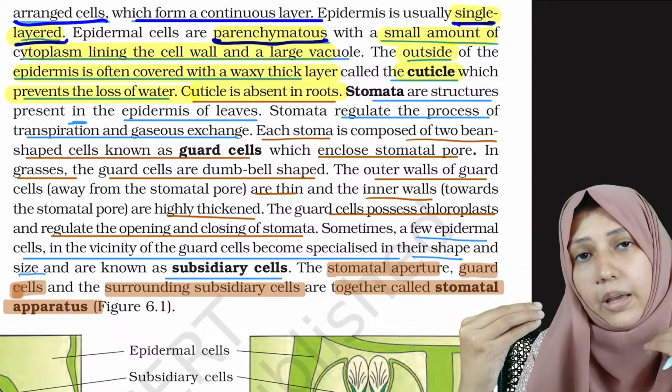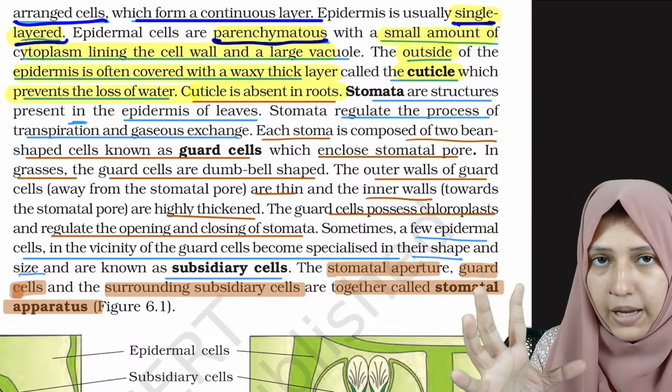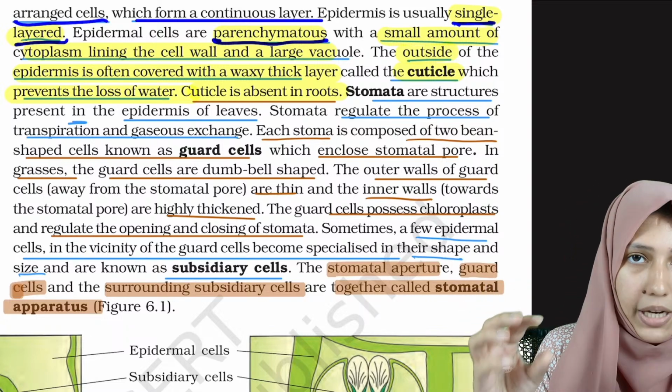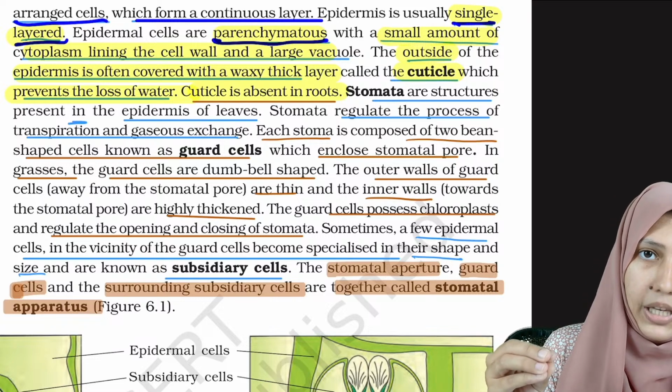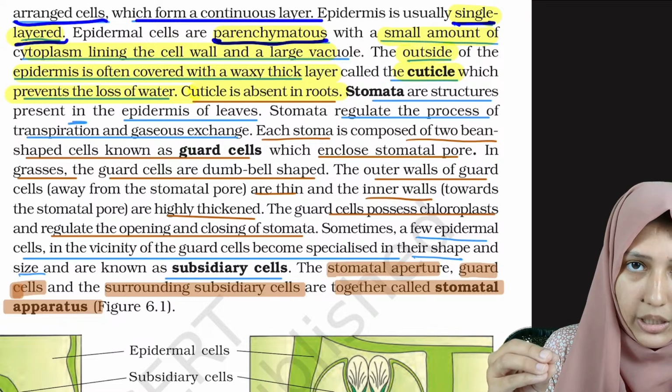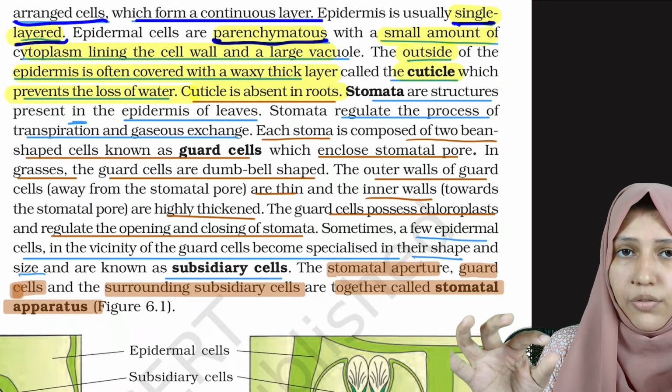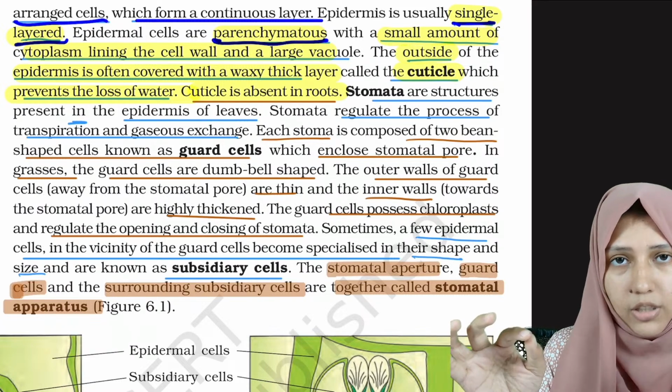Now, the cuticle will be absent in roots. As we said, the primary plant body means the total plant body; the outer surface is covered by epidermis, and the epidermis has a protective layer of cuticle, but it is not present in the root, which means the root lacks cuticle. Everywhere else cuticle is present.